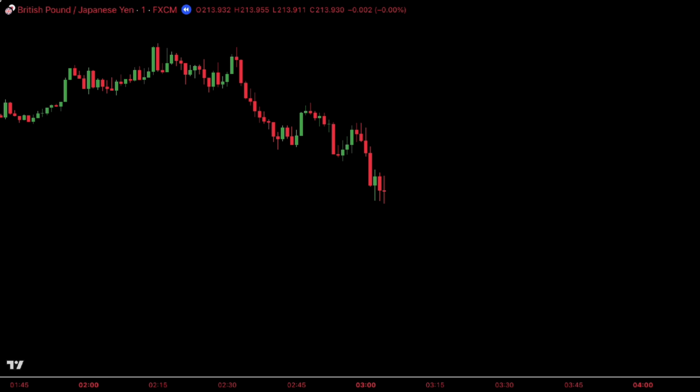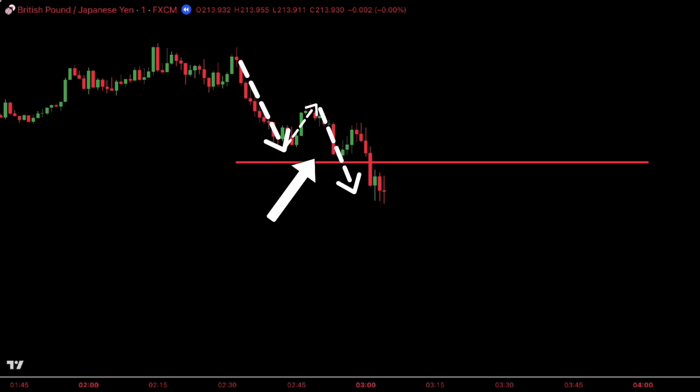Look at this chart example. This is the British pound versus Japanese yen on the 1 minute timeframe. As you can see, the market made an impulsive move, followed by a retracement and then another impulsive move lower. This support level was broken during the downtrend and turned into resistance after the breakout. Now look at what happened next.